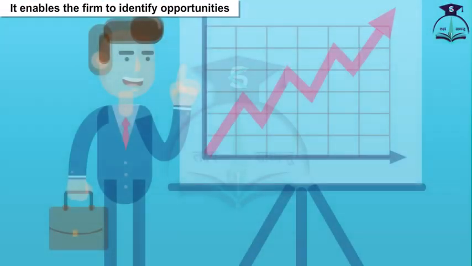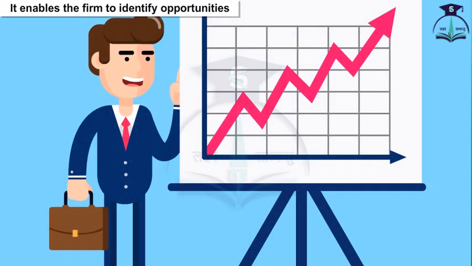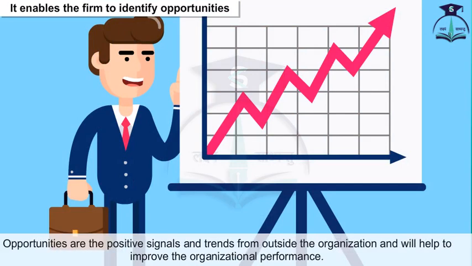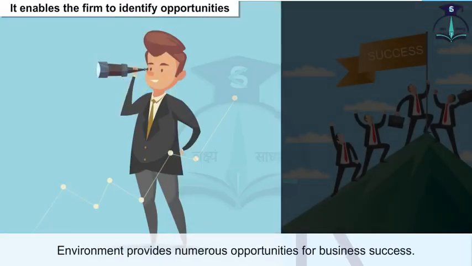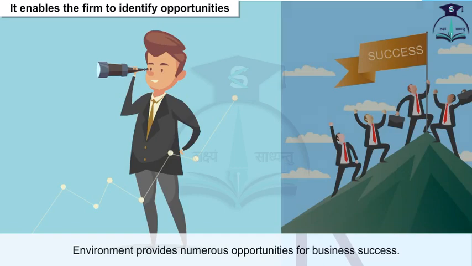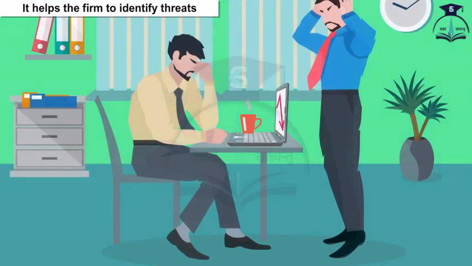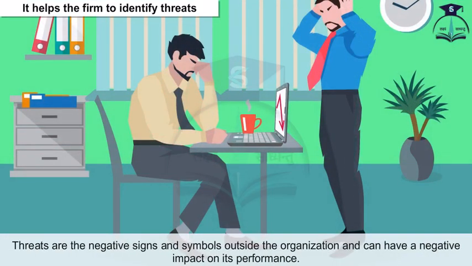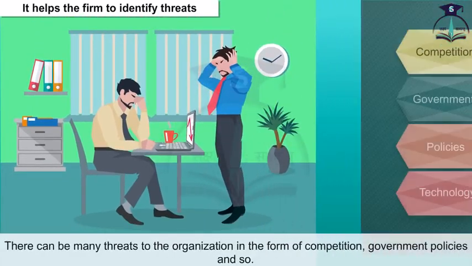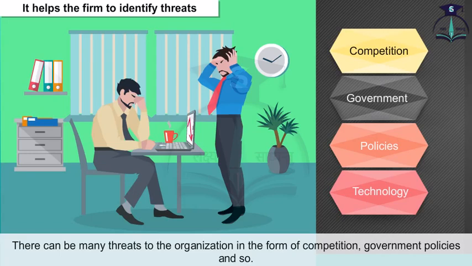It enables the firm to identify opportunities. Opportunities are the positive signals and trends from outside the organization that help to improve organizational performance. Environment provides numerous opportunities for business success. It helps the firm to identify threats. Threats are the negative signs and symbols outside the organization and can have a negative impact on its performance. There can be many threats to the organization in the form of competition, government policies, and so on.